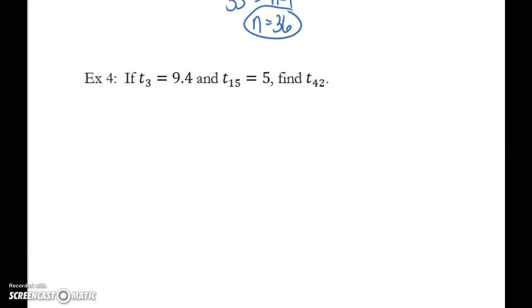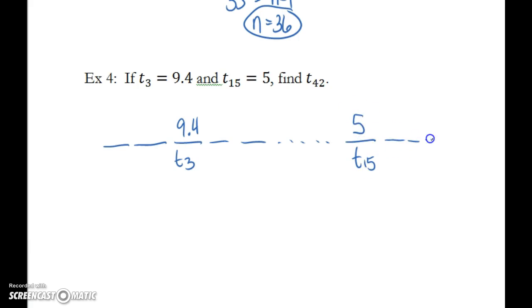Finally, our last example says we have t sub 3 and t sub 15, and we want to find t sub 42. So let's see here. We have 1, 2, our third term is 9.4, and we continue until we get to our 15th term, which is 5, and we continue and we want to find our 42nd term. And if we're finding a term we're going to use our formula for term. Again, we're using a formula when it's arithmetic anytime besides when we're actually finding a sum.